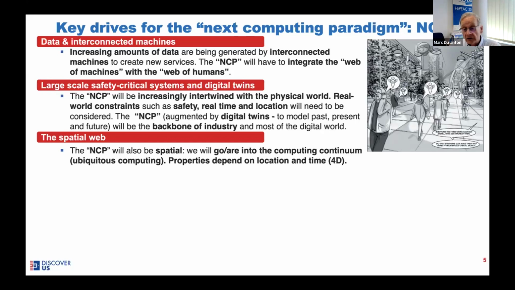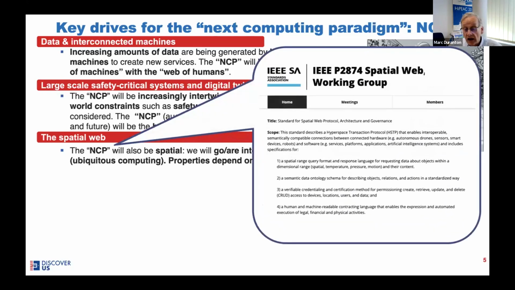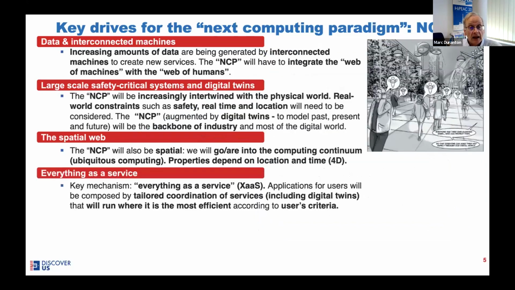Again, I take the example of a self-driving car. It has certain properties in France, and in the UK it should have other properties, to drive on the other side of the road, and things like that. So that's important. There are already organizations like IEEE working on standards for this. For example, the P2874 Spatial Web is working on a standard that could help add protocols that cover this.